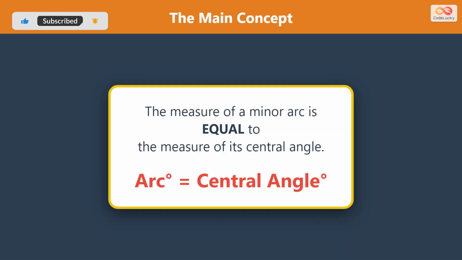Here is the most important rule you need to remember for this topic. The measure of a minor arc is exactly equal to the measure of its central angle. That means, if you know the degrees of the angle at the center, you automatically know the degrees of the arc.